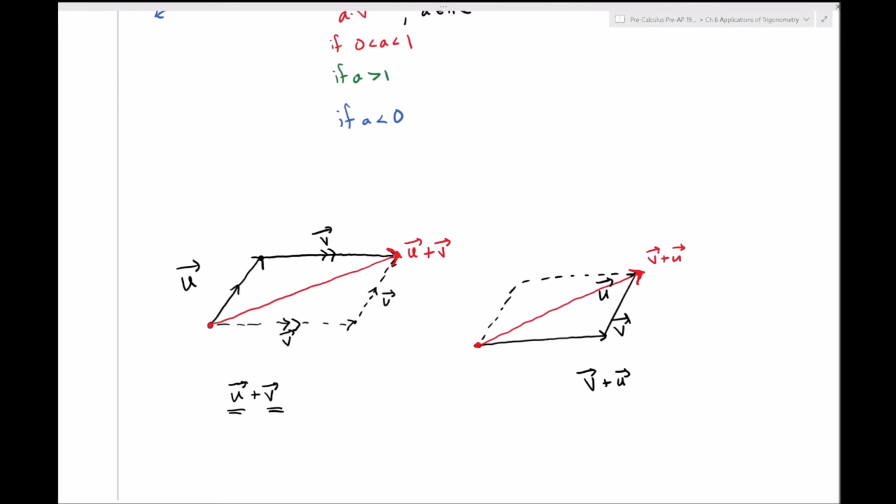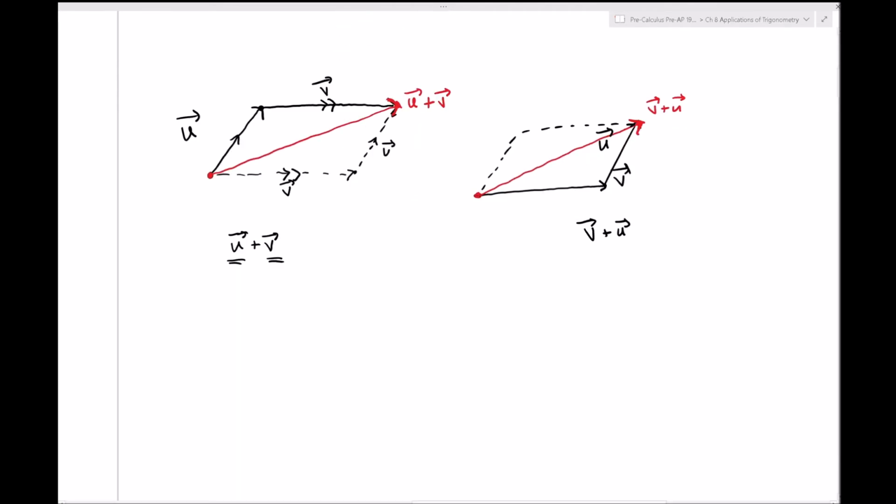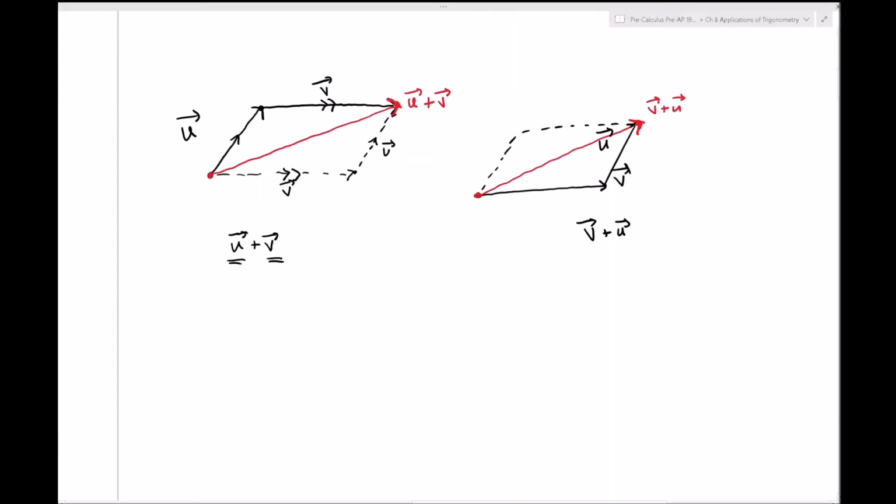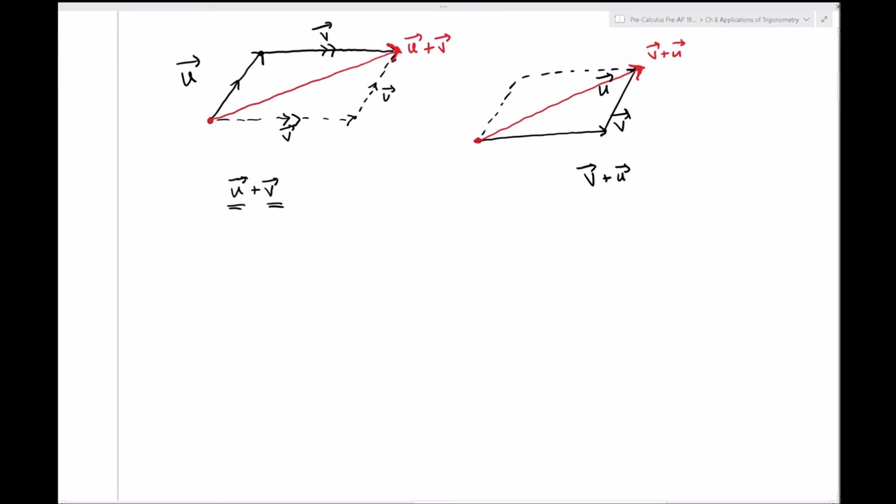What about vector subtraction? Let me take the same two vectors, which I don't think I'm going to cut up and copy paste. I'll just draw them again. So let's say we have U, and then we have V. And I'd like to subtract these two vectors. Now subtraction, just like it works for real numbers, is going to depend on what order we subtract two things.